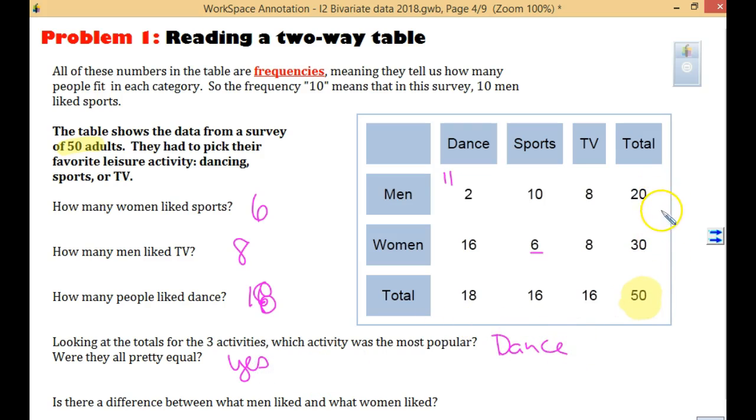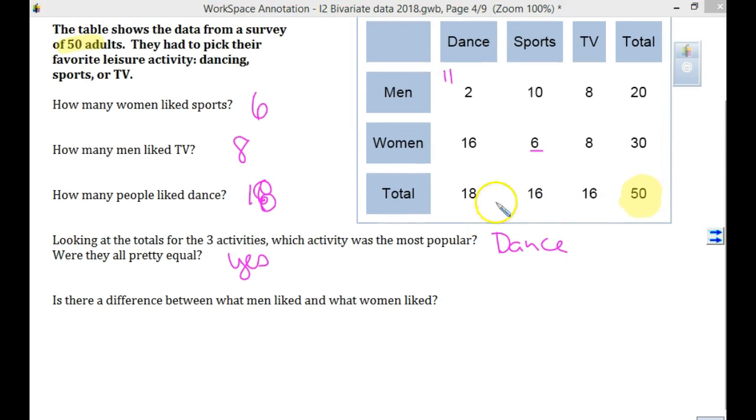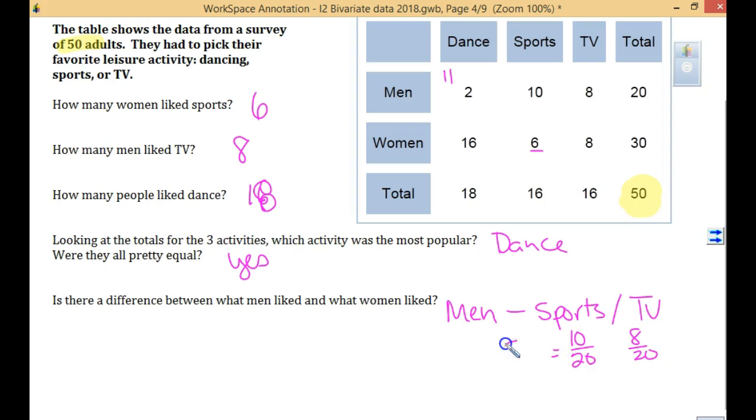And if we look at the number of people that were surveyed, as we are taking a look at that, we had more women in this survey. And so in this case, if we are looking at men for their activity, the most favored one was sports. But really sports and TV were very close, in that we are looking at 10 out of 20 people surveyed, and this one being 8 out of 20. 10 out of 20 means that we had about 50%.